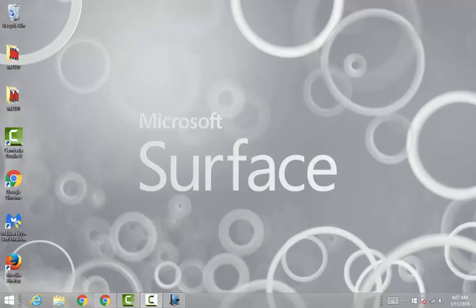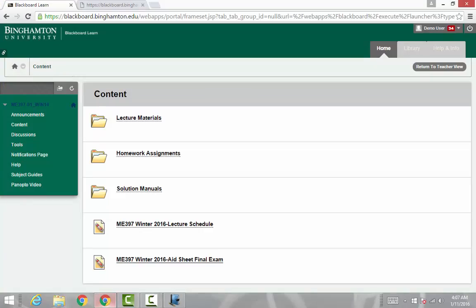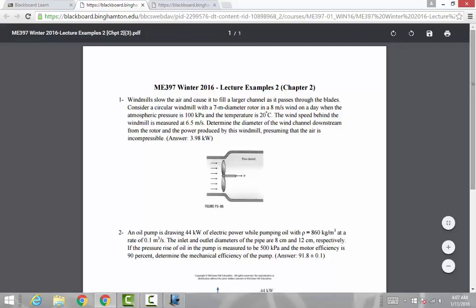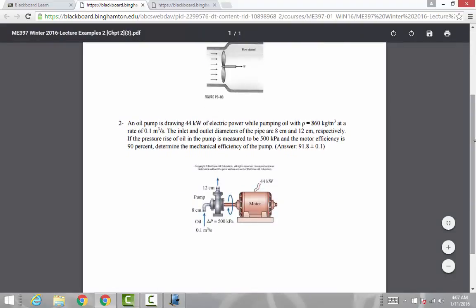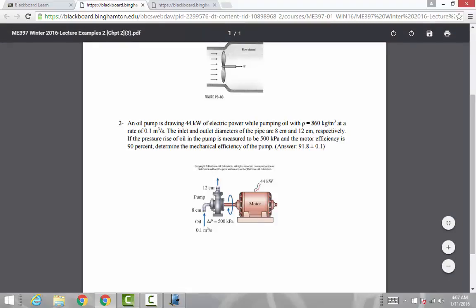It's my pleasure to solve an example for you about first law and energy analysis. This is our second lecture about this topic. So let me go to the blackboard and show which example I'm going to talk about. This is the second one, which is a combined question of two devices, a motor and a pump.